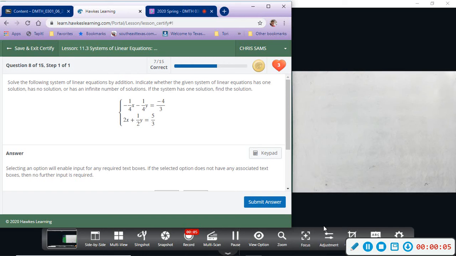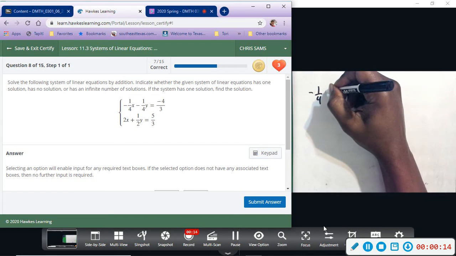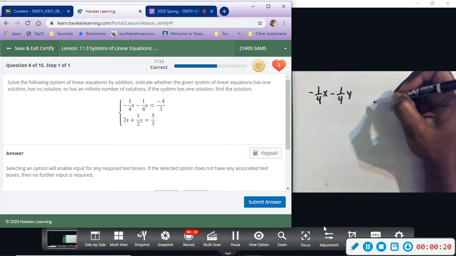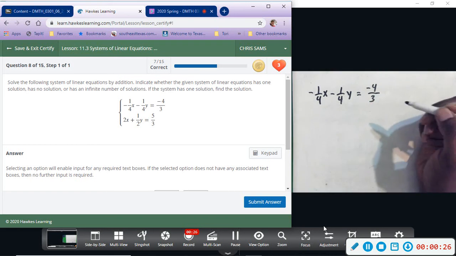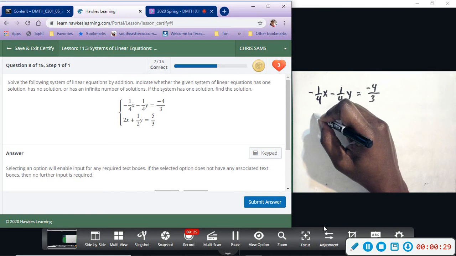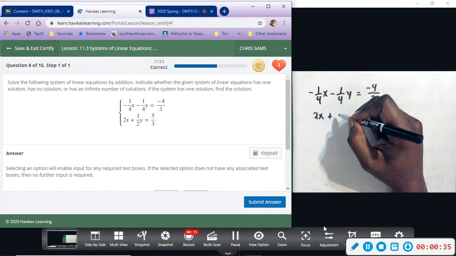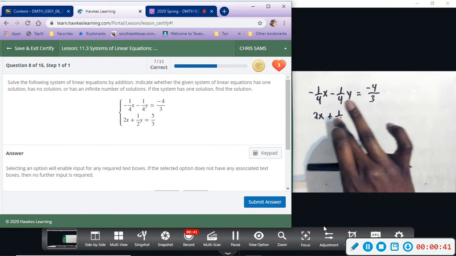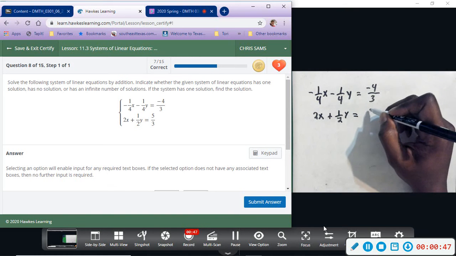All right, problem number 8. This is going to be a fun one. We got some fractions. So we got negative 1/4 x minus 1/4 y equals negative 4/3. And then our second equation is 2x plus 1/2 y equals 5/3.